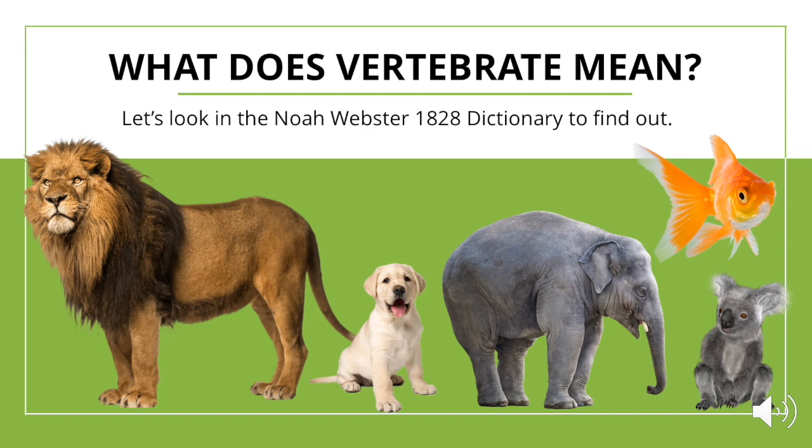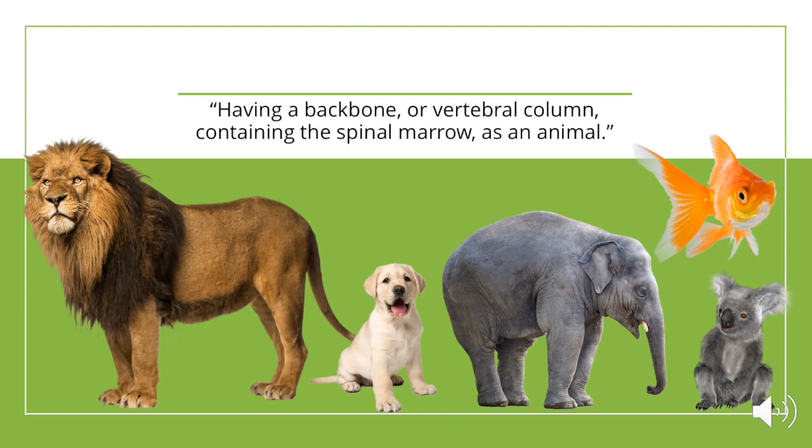So what does vertebrate mean? If you want to pause the video, you can go look online in the Noah Webster 1828 dictionary, or you can look it up in your green Noah Webster 1828 dictionary. If you've got one of those, great. Go ahead and pause the video and look that up. Otherwise, we're just going to give you the definition and move on. The definition of vertebrate is having a backbone or vertebral column containing the spinal marrow as an animal.